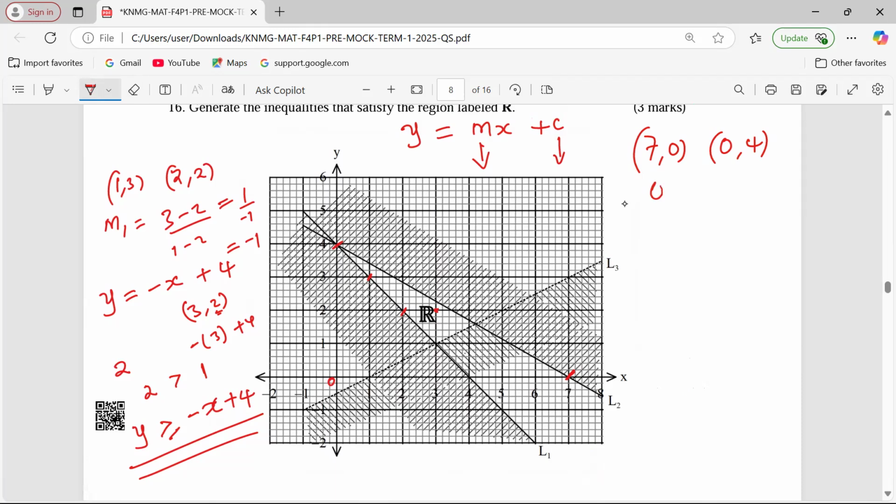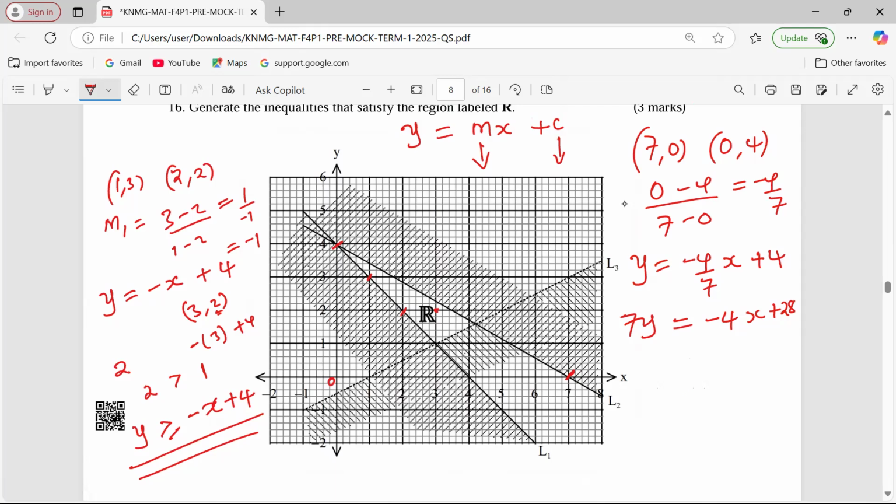This means now we can get the gradient by 0 minus 4, then 7 minus 0. This is negative 4 over 7. That way we have our gradient. So now the equation is going to be y equals negative 4 over 7 multiplied by x plus 4, because the line L2 is also cutting the vertical intercept at 4. Remember, with this, we can even multiply by 7 and have it as 7y equals negative 4x plus 28. Yeah, that way it becomes an equation which is not having fractions.